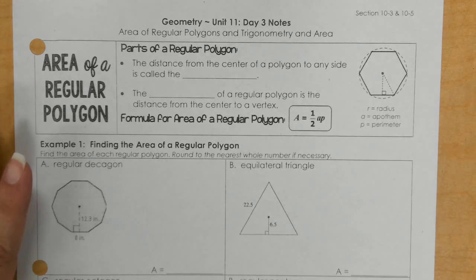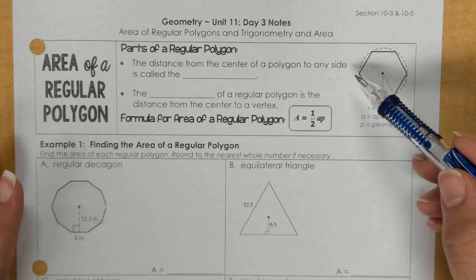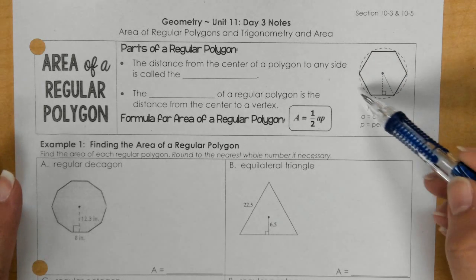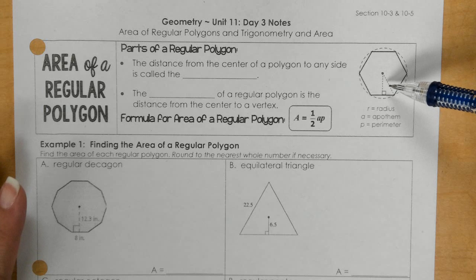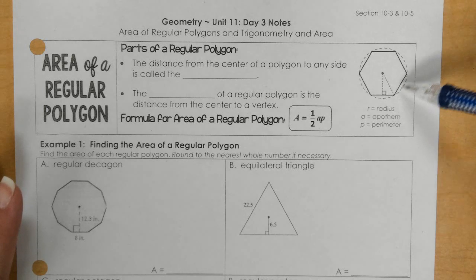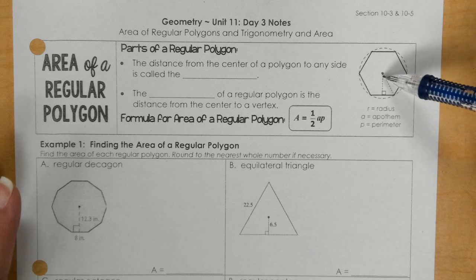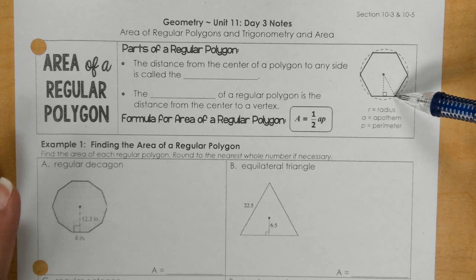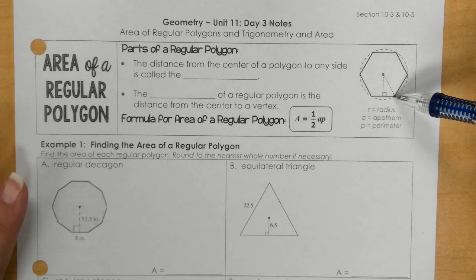For day 3 notes, part of a regular polygon. So you see that you have a regular polygon here. This part here is called your radius. You should already really know that because you see that circle here, and from the center to the circle is your radius. So they're saying that from the center of the polygon to the vertex is the radius.